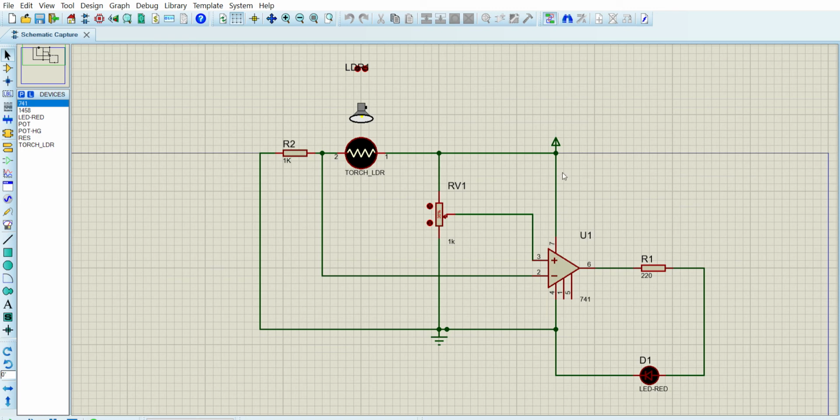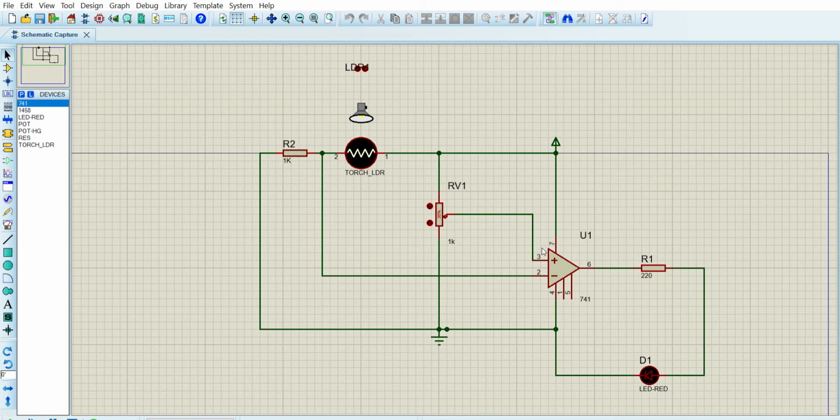The positive power supply is given through pin number 7 to op-amp, and pin number 4 is connected to ground. Pin number 6 of op-amp is taken as output, which is connected to 220 ohm resistor, which is then connected to a red LED. So now let's see the working of op-amp.